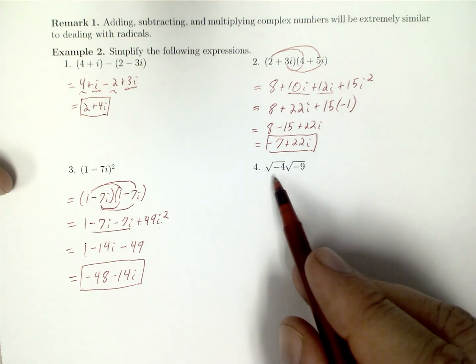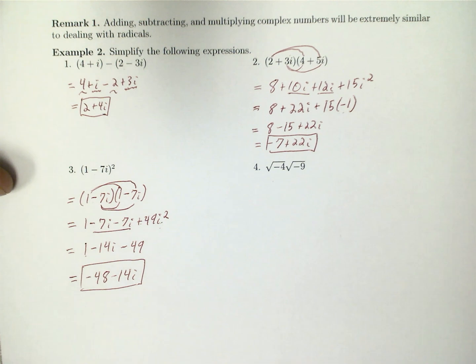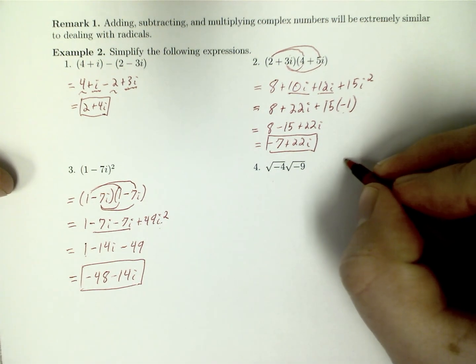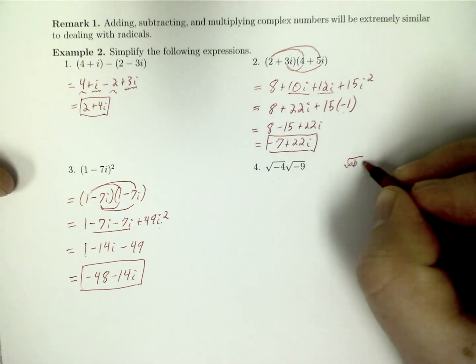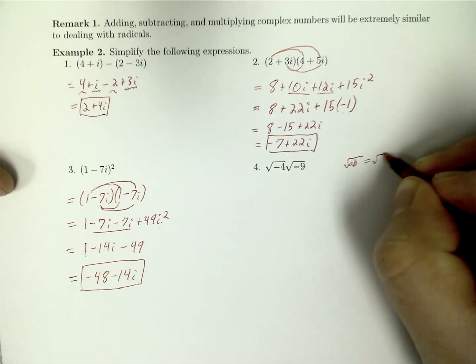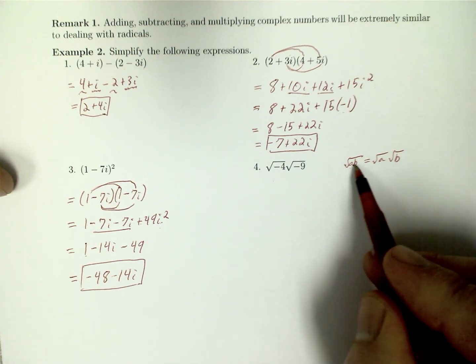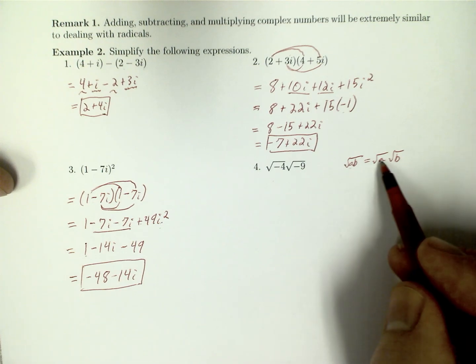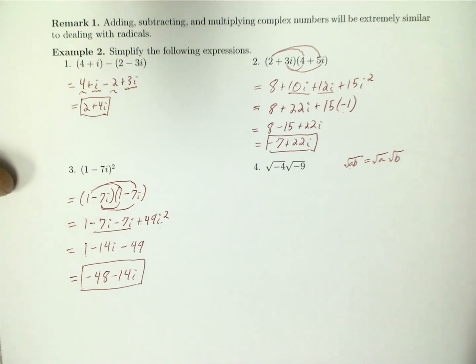So this last one, we have the root of negative 4 times the root of negative 9. A lot of times people will want to multiply this together. And in the last lecture, in 3.1 part 1, we made a mention that the root of a times b is equal to the root of a times the root of b when at least one of them isn't negative. So if they were two separate, we could normally multiply them together if at least one of them was positive. But in this case, both of them are negative, so we can't do that.